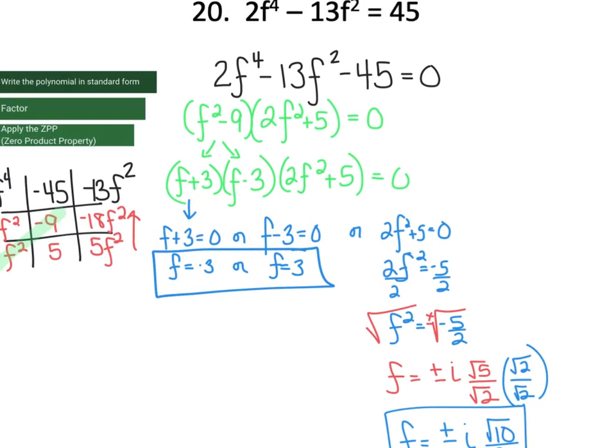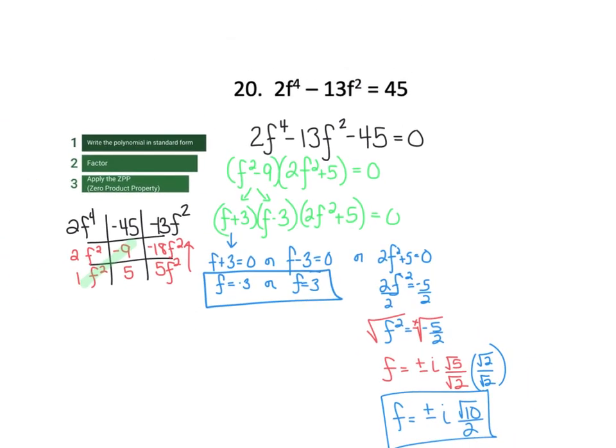So interestingly, if you look at this, this was a quartic function. It was to the 4th power, and we have 1, 2, 3, 4 solutions. That's not a coincidence.